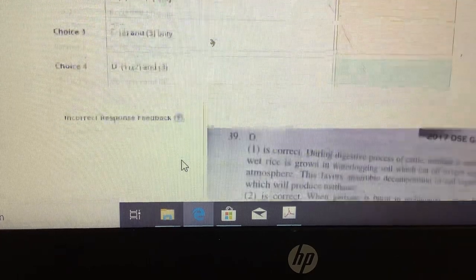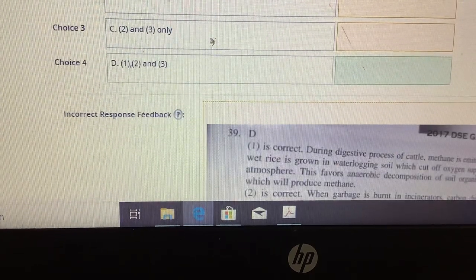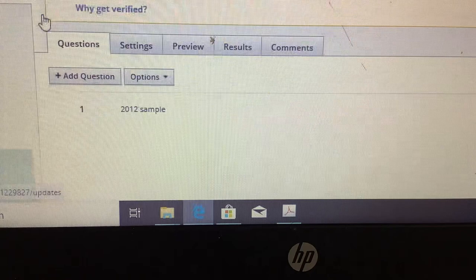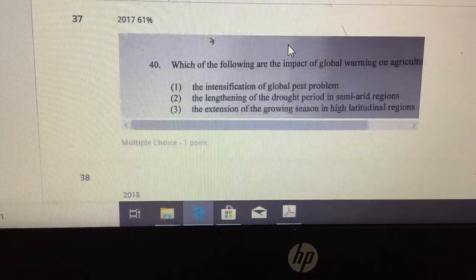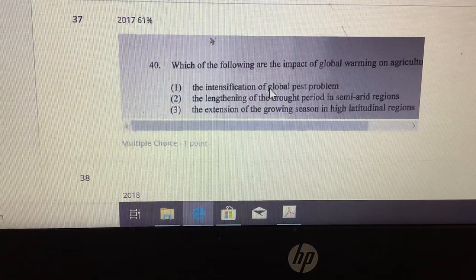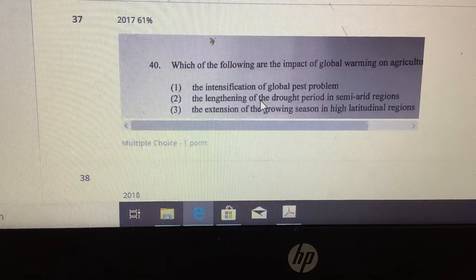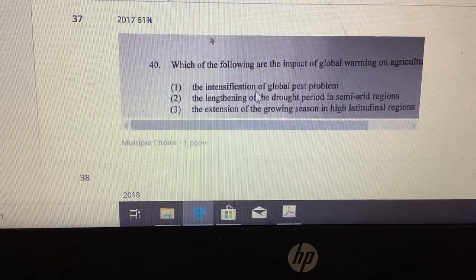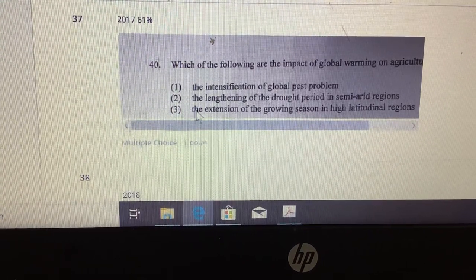So number one and two and three, yeah, okay? Mostly, I don't know why global warming is having the choices of one and two and three. It is not a must, but at least you can have a reference. Six to go. We have six to go.